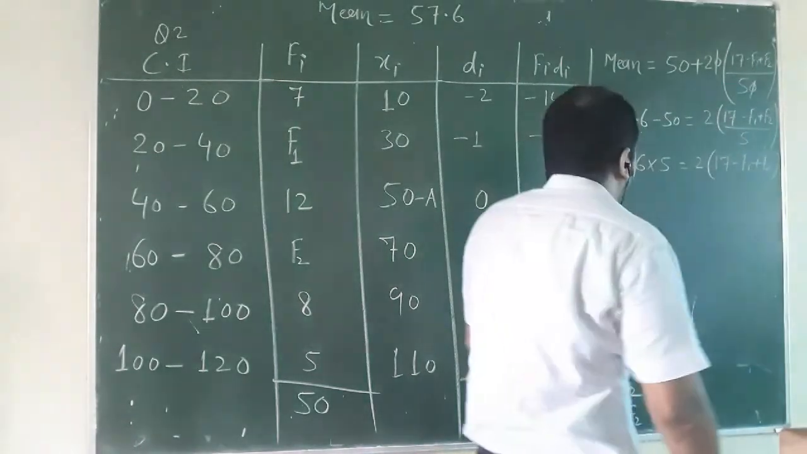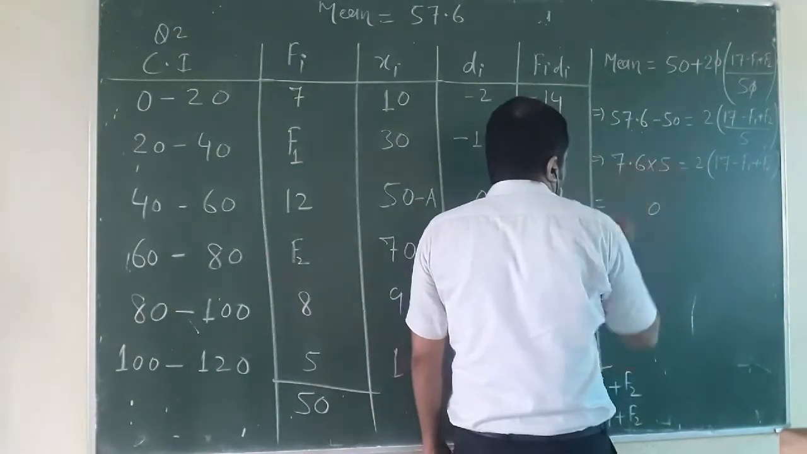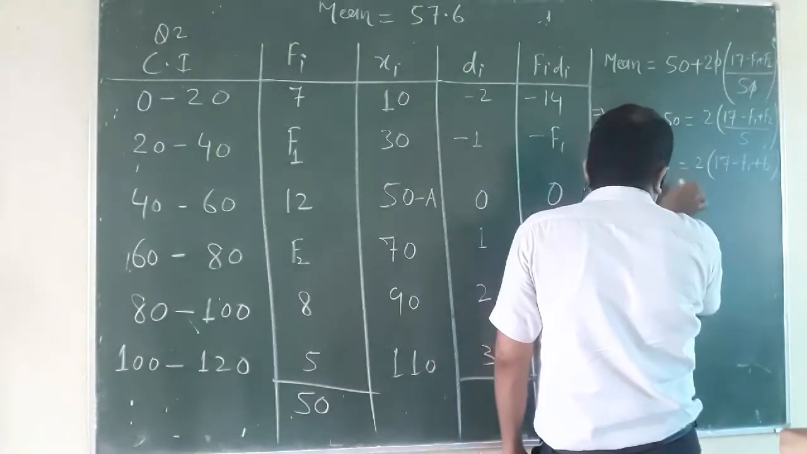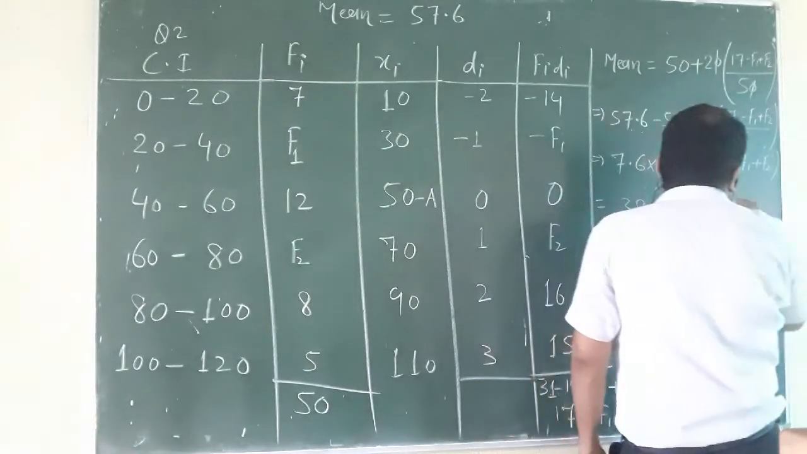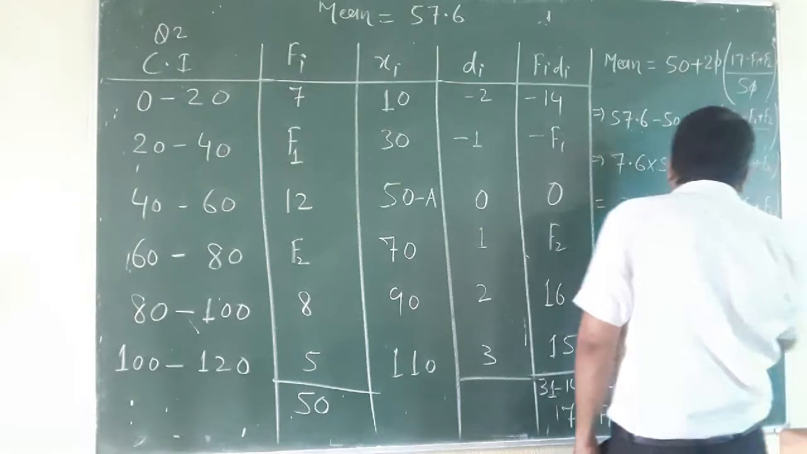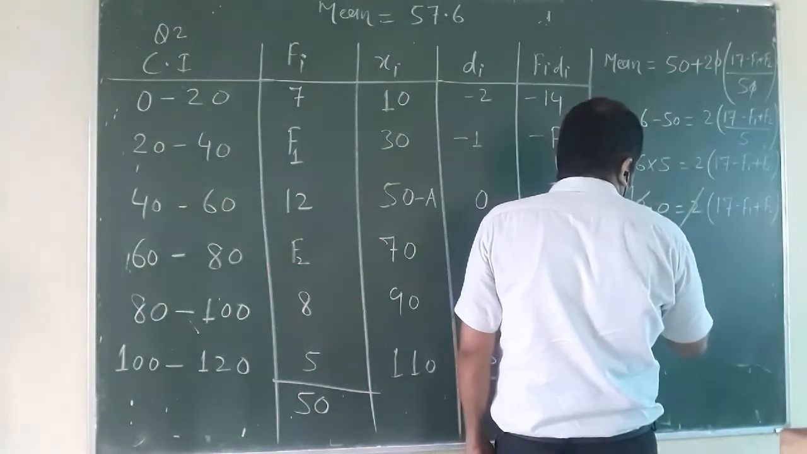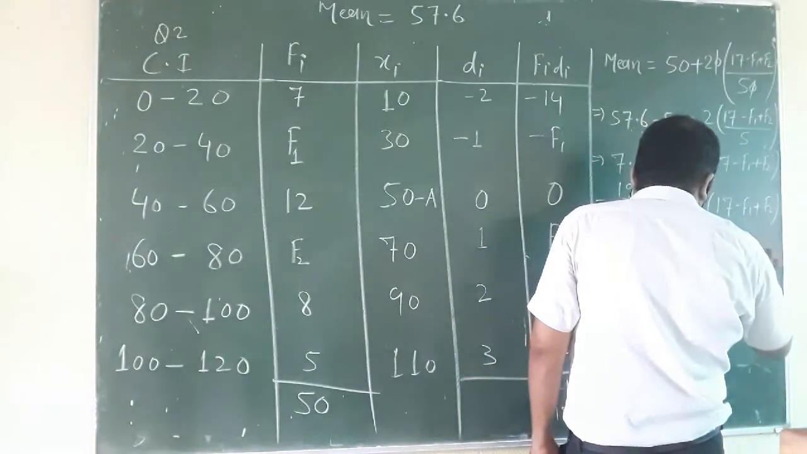Okay. Now 5 6 are 30, 5 7 are 35, 35 plus 3, 38. Now 38.0 is equal to 2 into 70 minus F1 plus F2. So this time, 19 times you have to simplify. So 19 minus 17 is equal to minus F1 plus F2.